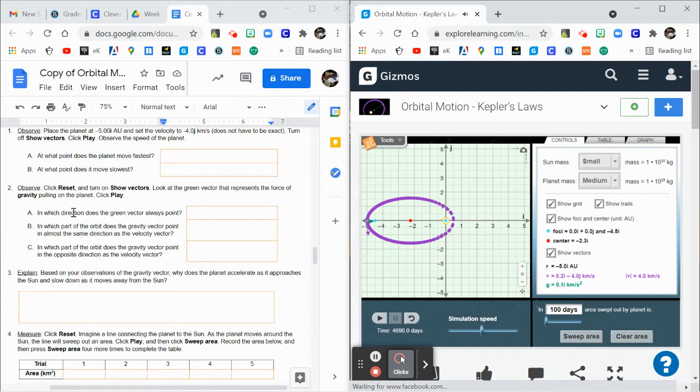In which direction does the green vector always point? Oh, that's another good observation. Where is it always pointing to, right? In which part of the orbit does the gravity vector point in almost the same direction as the velocity vector? Okay. In which part of the orbit does the gravity vector point in the opposite direction as the velocity vector? So let's take a look here.